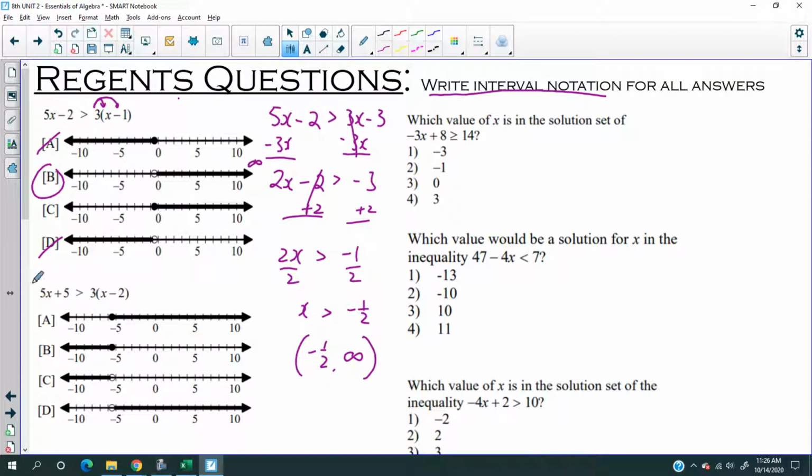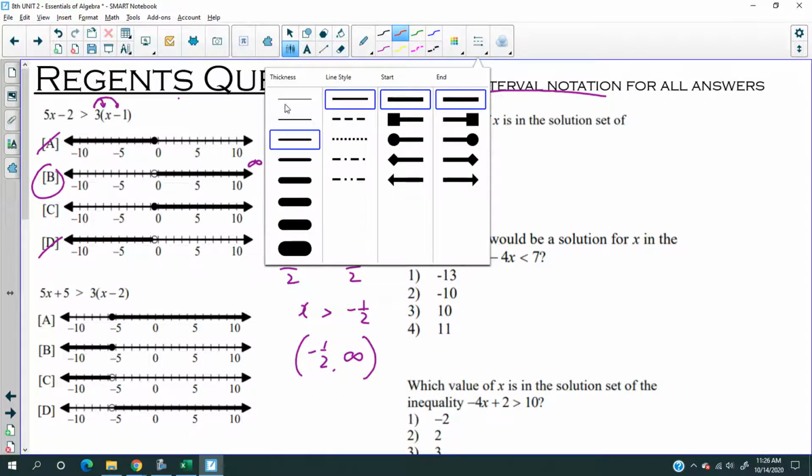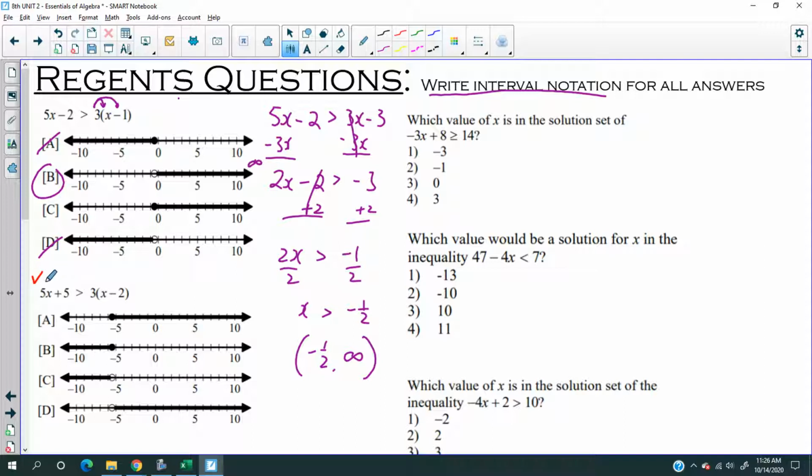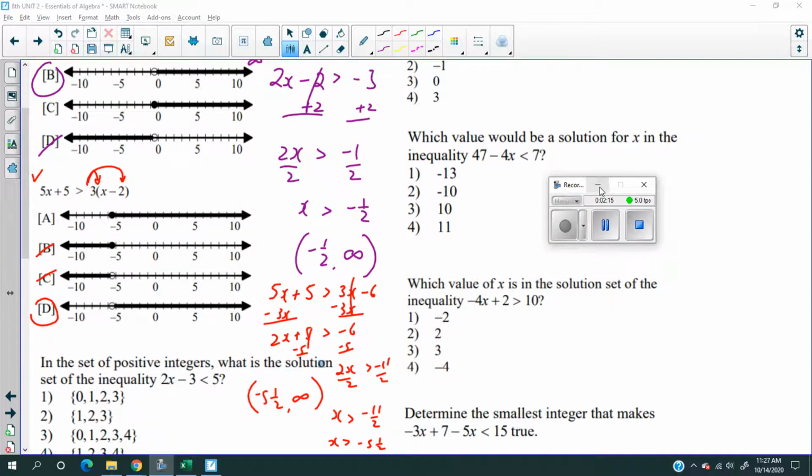Now, press pause and try the second one. Let me use a different color. Press pause and try the second one right now. Let me get ready. When you're done, I'll come back with the answer. Okay, press pause right now. Okay, and we're back. So in the red ink, I did the work, and there's the answer. I also wrote it in interval notation. Let's see what's next.